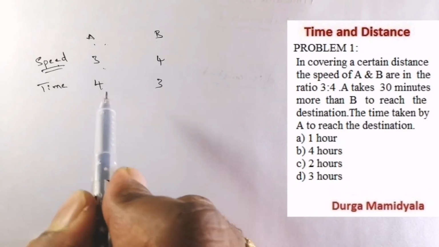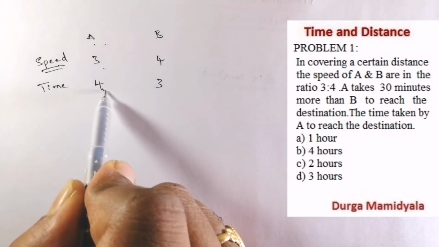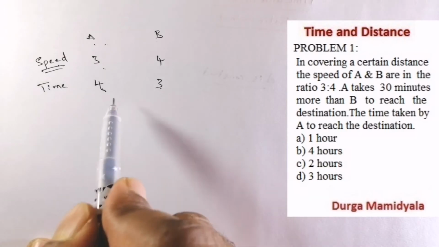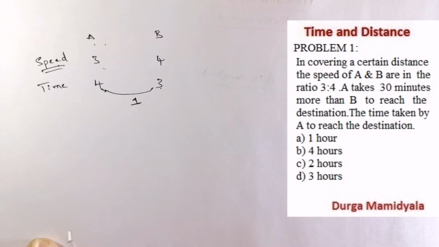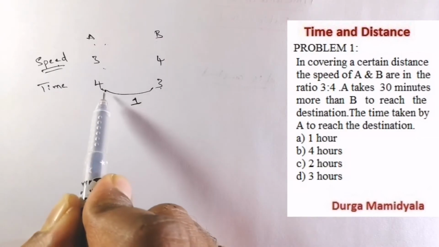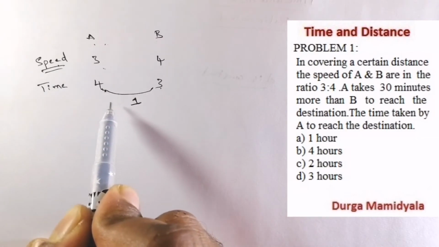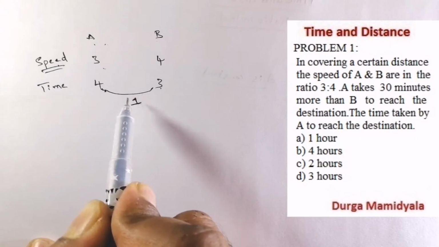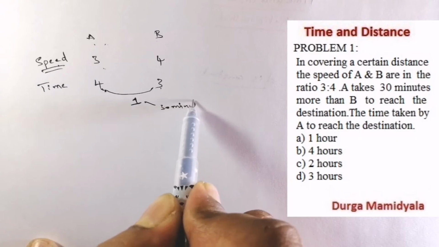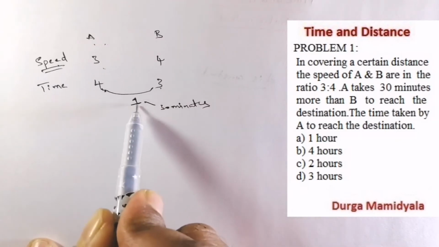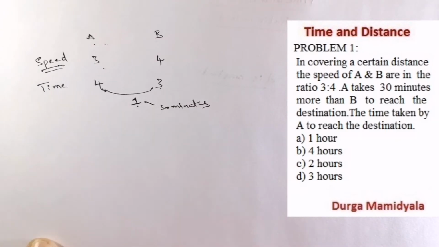What we have been given is that A takes 30 minutes more than B to reach the destination. So A is taking 30 minutes more than B, but what is the difference in the ratio? We have only 1 unit of difference. So what is that 1 unit? In the question, A takes 30 minutes more than B. That means this 1 unit is equal to 30 minutes, right?